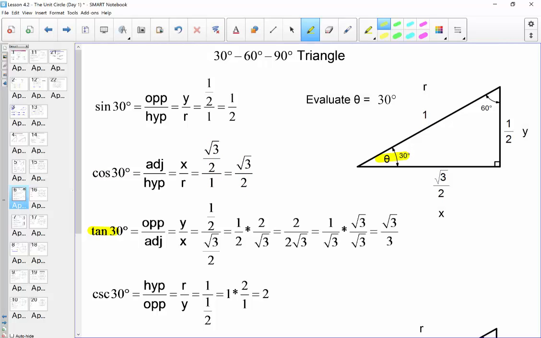The tangent of 30 is equal to the opposite side, 1/2, over the adjacent side, square root of 3 over 2. Again, we'll have to multiply the numerator times the inverse of the denominator to get rid of the fraction on the bottom. So 1/2 in the numerator times the inverse of the denominator, 2 over the square root of 3, and we end up with 2 over 2 times the square root of 3. The 2's cancel. We're left with 1 over the square root of 3. Rationalize to get rid of the radical in the denominator by multiplying by the square root of 3 over the square root of 3. And we end up with the square root of 3 over 3.